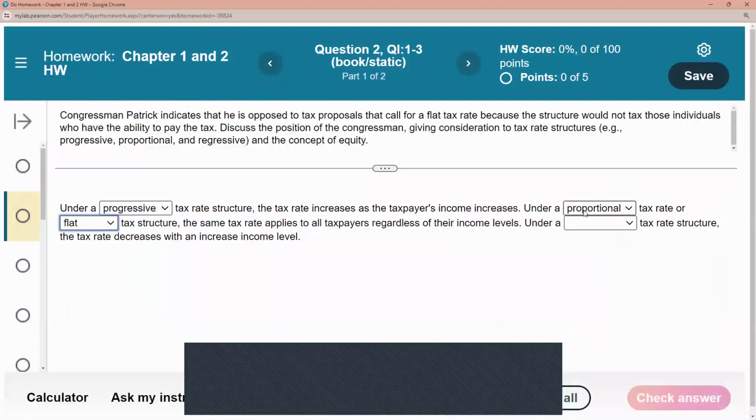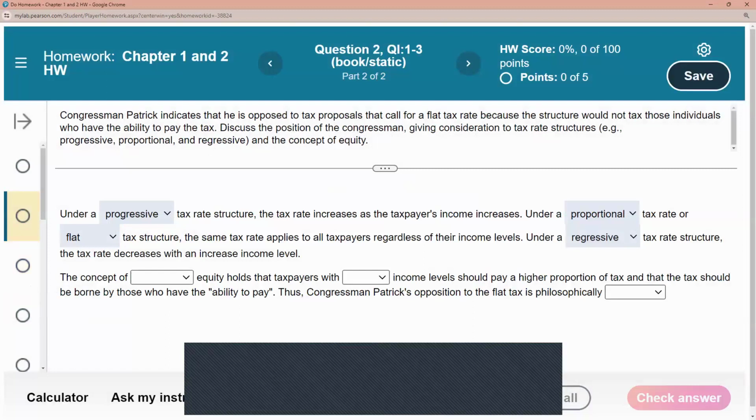But again, back to the question, under a proportional tax rate or flat tax structure, the same tax rate applies to all taxpayers, regardless of their income levels. Lastly, we have under a blank tax rate structure, the tax rate decreases with an increased income level. So the correct answer is under a regressive tax rate structure, the tax rate decreases with an increase in income level.